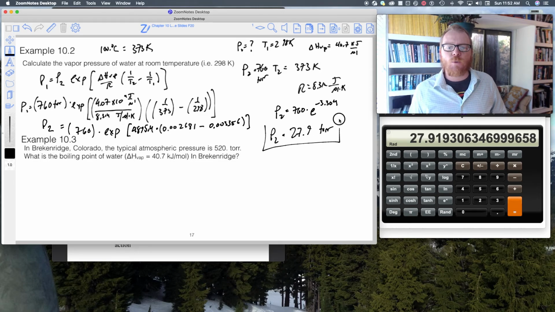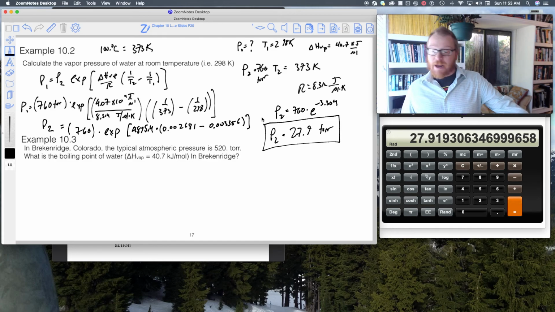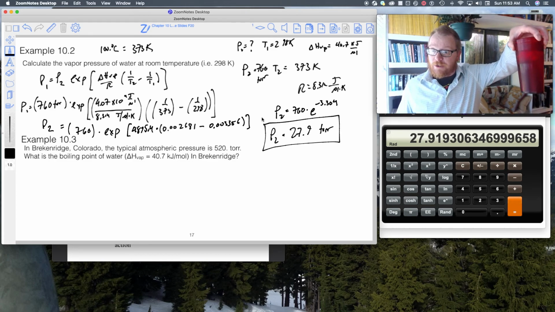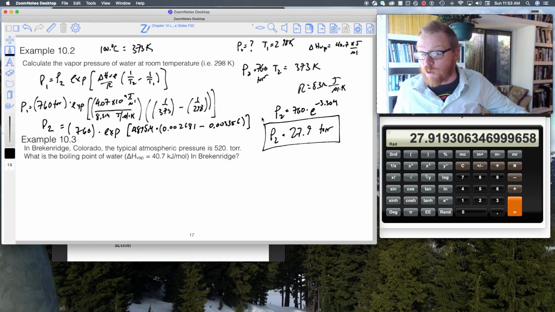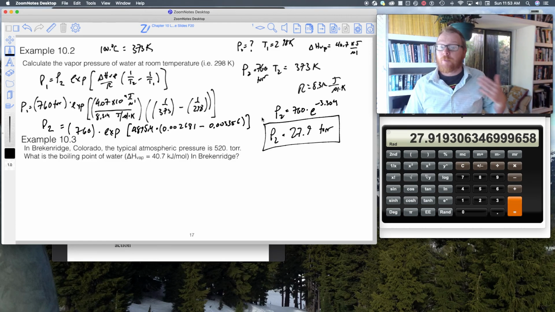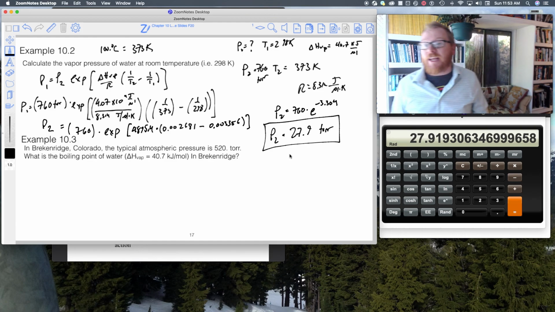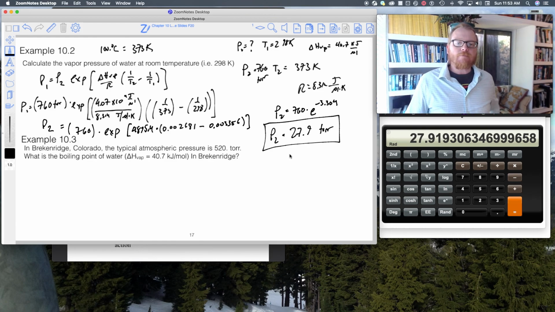So that means water at room temperature. I've got some room temperature water right here. Technically, I've got an ice cube in it, so it's not even room temperature. It's much colder. But it only contributes like 20-ish torr vapor pressure. So that's a very low vapor pressure for room temperature.